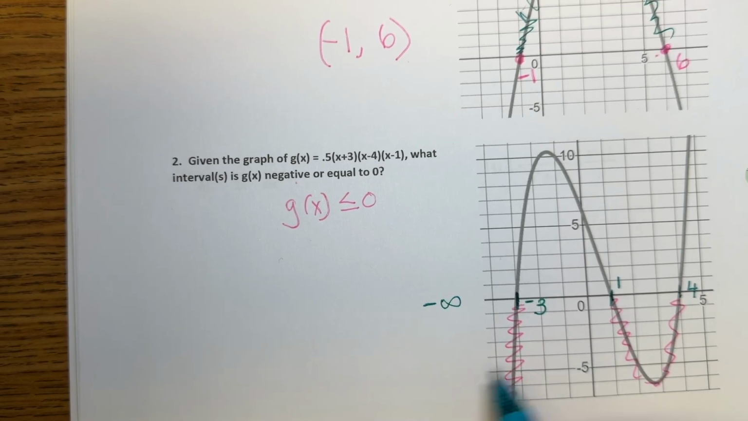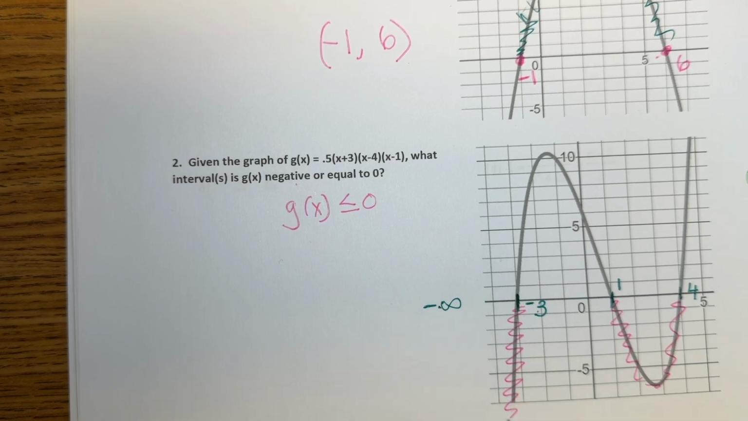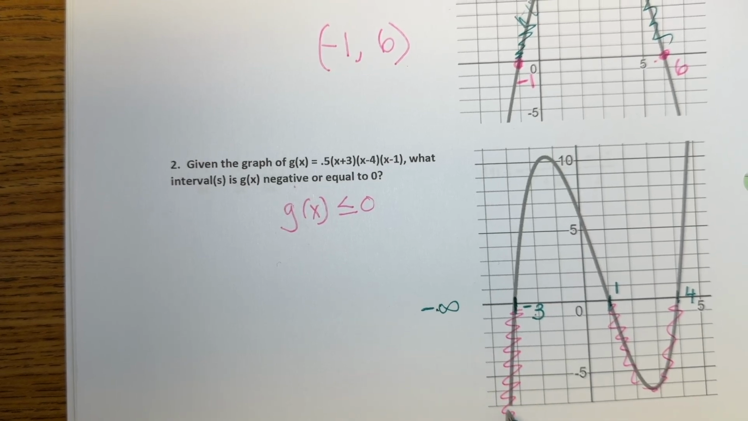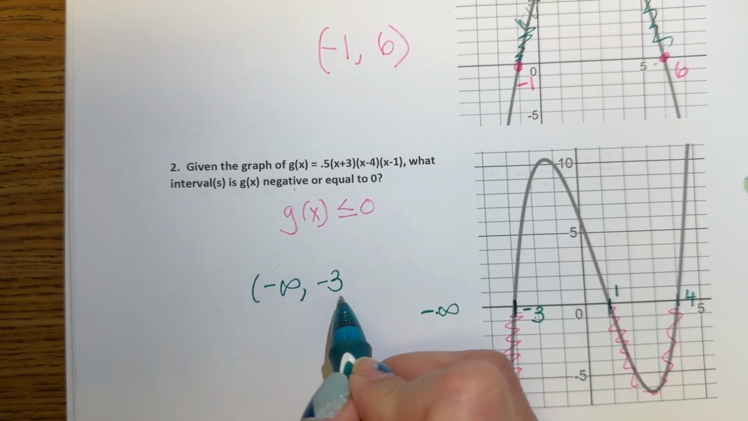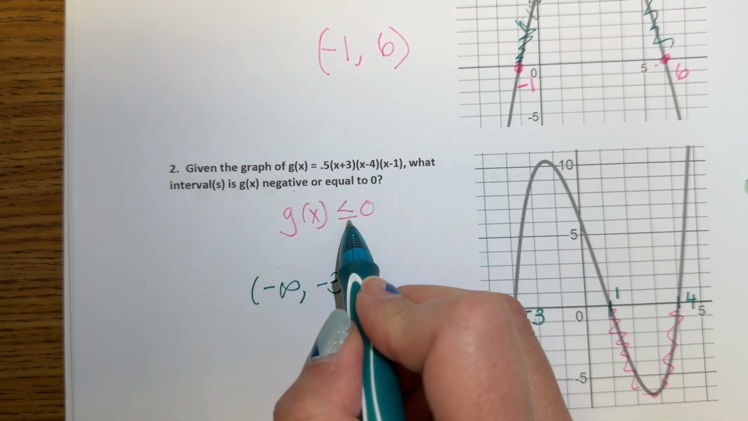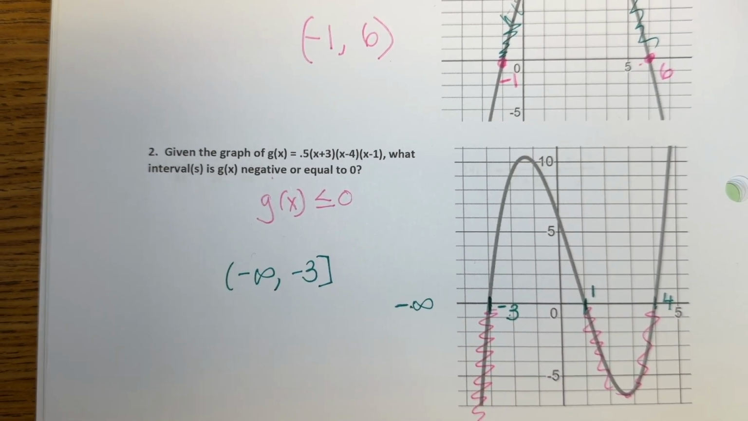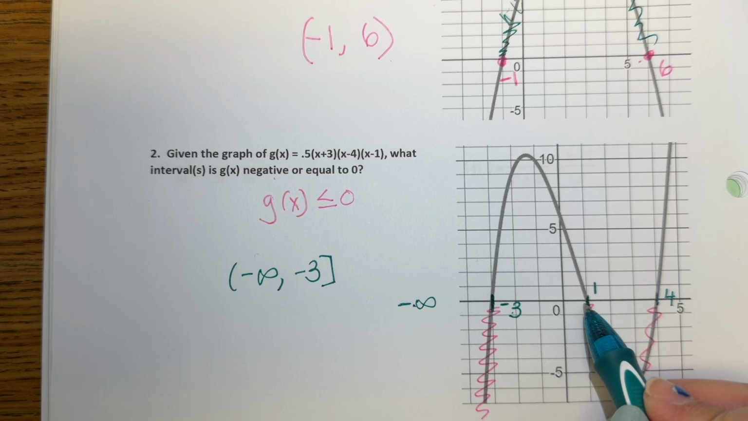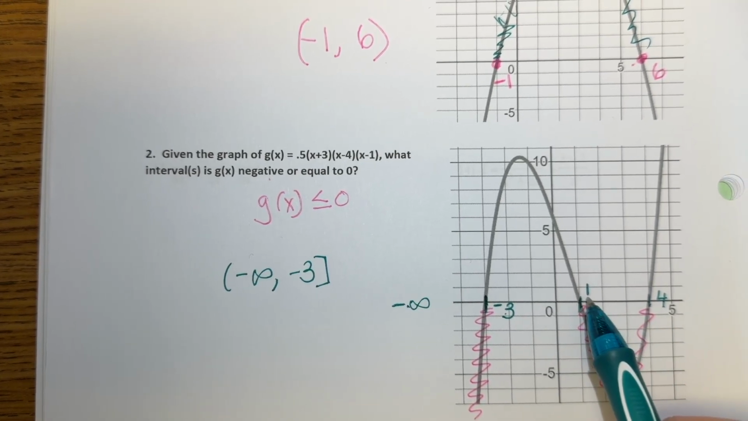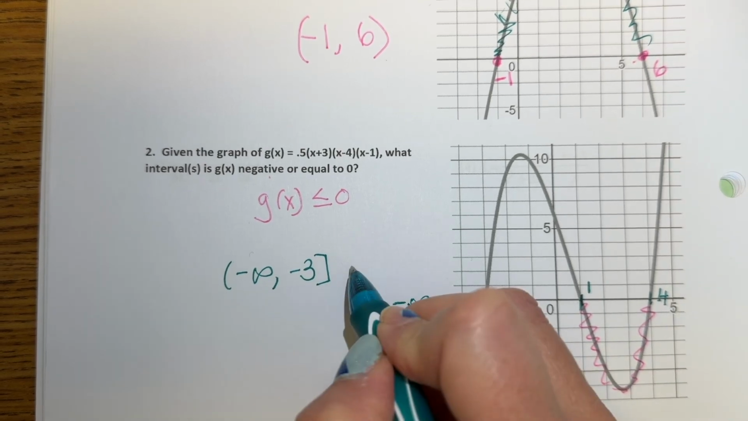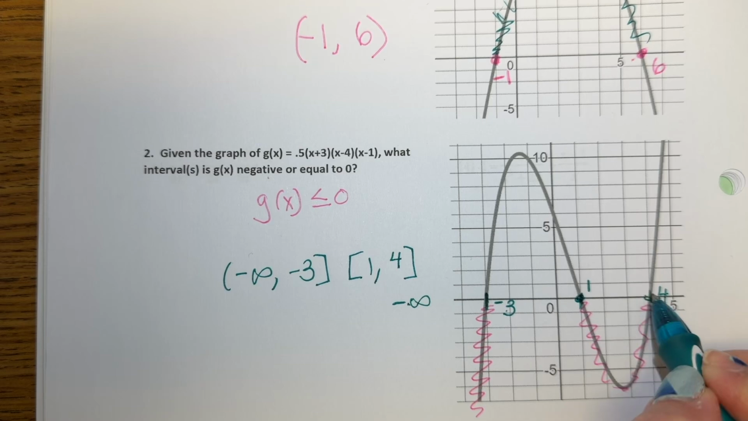Let's start out here at -infinity. So from -infinity to -3, the graph is negative or below the x-axis. So that's the interval -infinity to -3. Because it's or equal, I include -3 with a square bracket. The graph is also negative or equal to 0 on this section over here, and that's on the x's from 1 to 4, including 1 and 4, because that's where we equal 0.